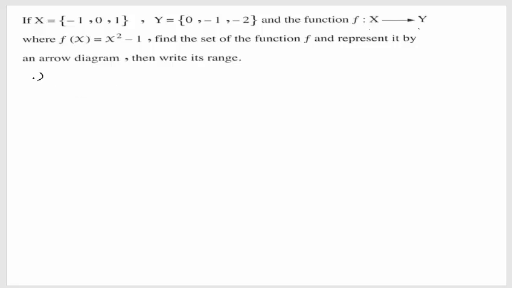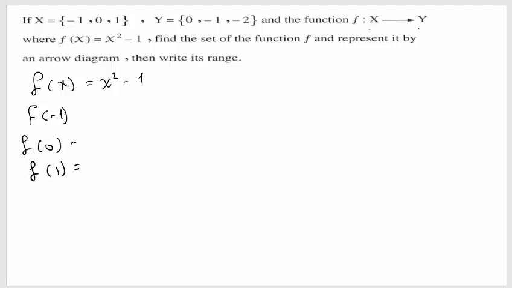Let's see together. f of x equals x squared minus 1. To find the output, I will find f of -1, I will find f of 0, I will find f of 1. Each one of them, for example, f of -1 means that I'm asking you to replace each x in this form by -1. So I will substitute -1 instead of x. It will be 0, which is the pair (-1, 0).